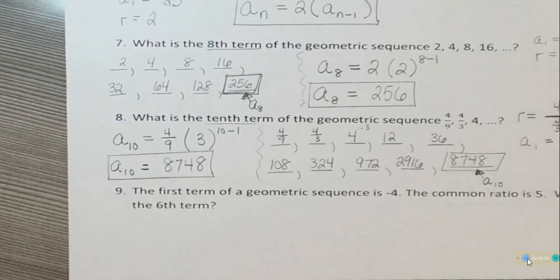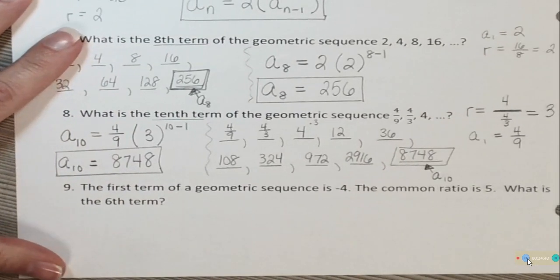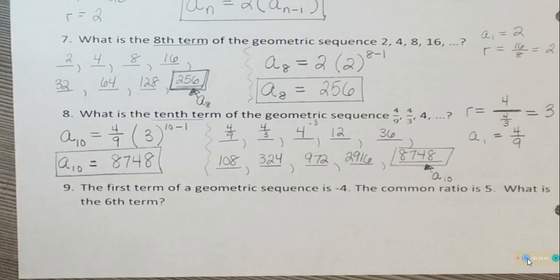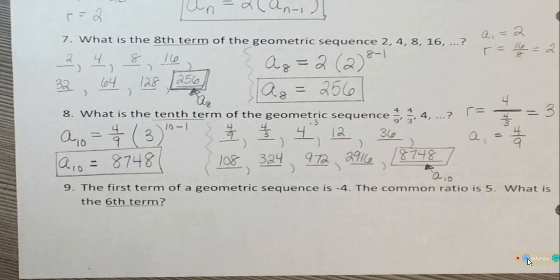All right, last one says, The first term of a geometric sequence is -4, and the common ratio is 5. What is the sixth term? I want you real quick to find me the sixth term. I don't care which way you do. I don't care if you do it recursively. I don't care if you do it explicitly. I just don't want you to cheat and steal somebody else's number. So you find the sixth term.